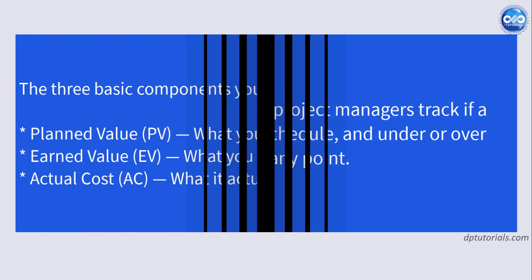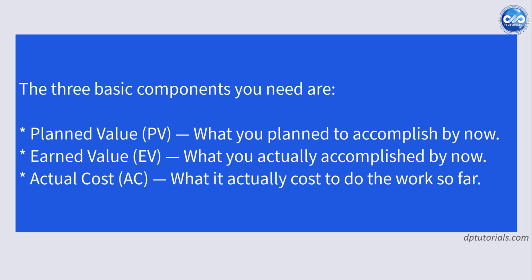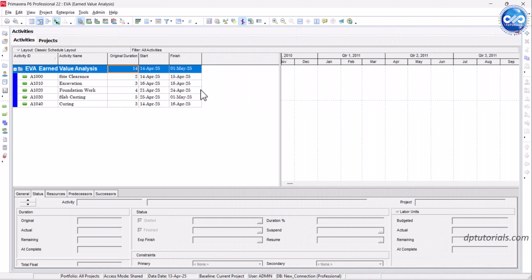at any point. The three basic components you need are planned value, what you plan to accomplish by now; earned value, what you actually accomplished by now; and actual cost, what is actually spent to do the work so far. Even without real financial costing, P6 can calculate these based on the project's budgeted labor units and activity percentage complete. Let's consider this as a sample construction project with 5 activities.